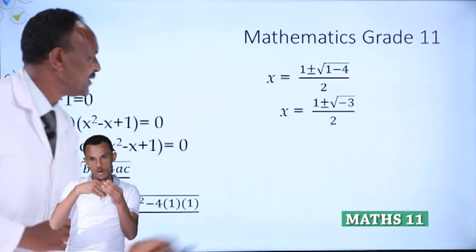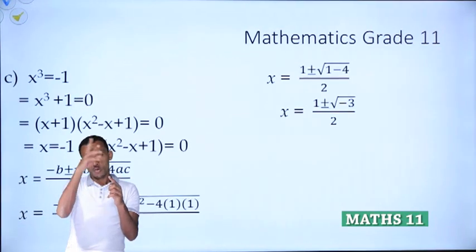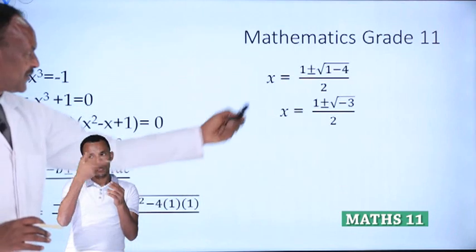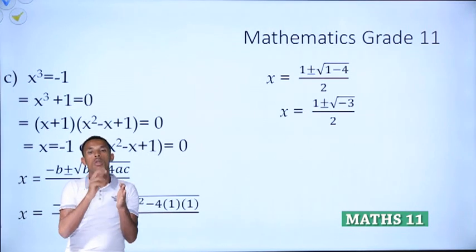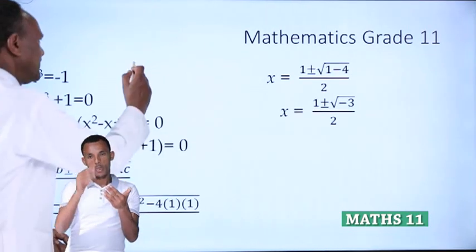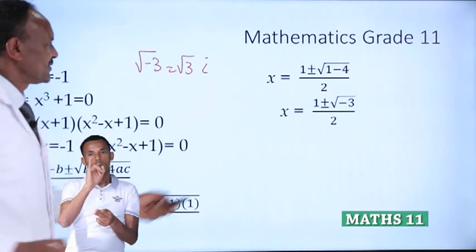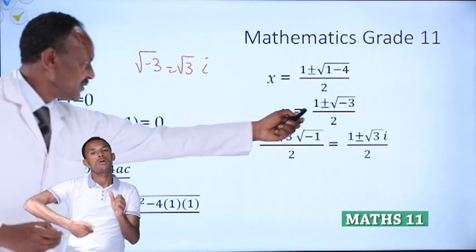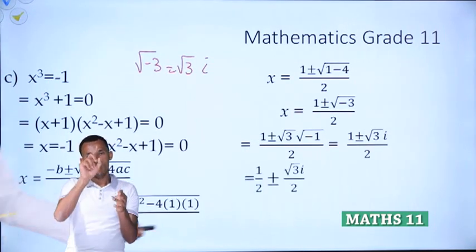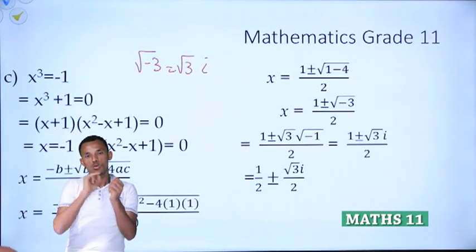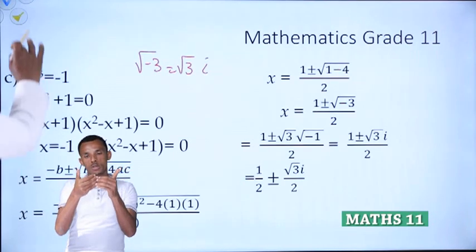You have x is equal to 1 plus minus the square root of 1 minus 4 over 2 times 1, which is 2. 1 minus 4 is negative 3. The square root of negative 3 is not a real number, but it is complex. When simplified, root negative 3 gives root 3 times i. Root negative 3 means root 3 times root negative 1. So you write your solution as 1 over 2 plus minus the square root of 3 over 2 i. So this equation has 3 different solutions.